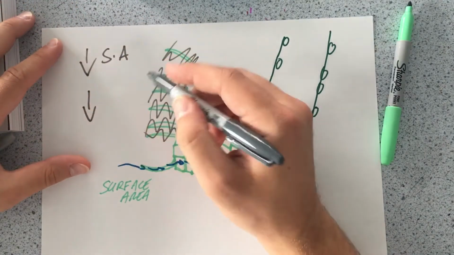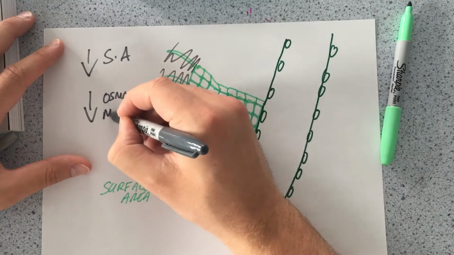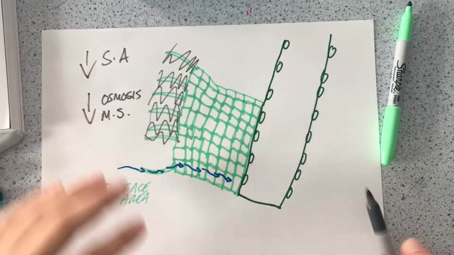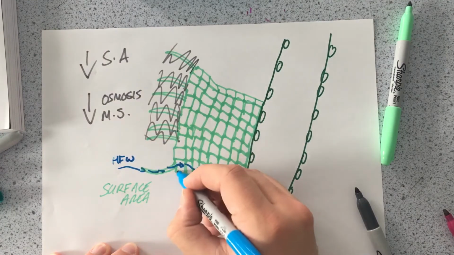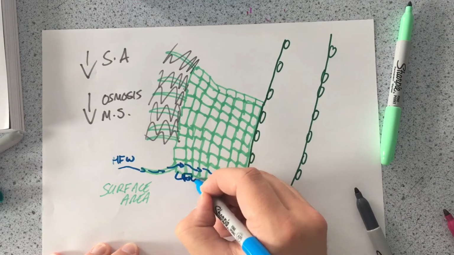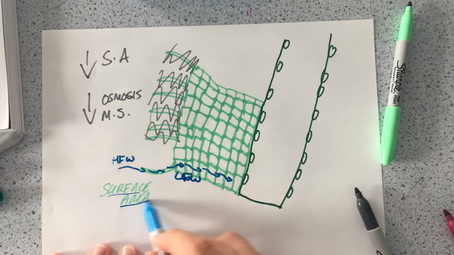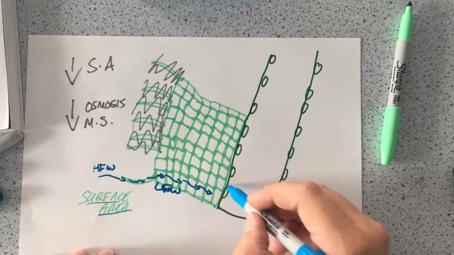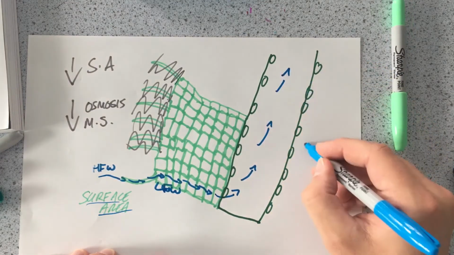If I reduce the surface area, I reduce the amount of osmosis, and I reduce the amount of mineral salts. Remember, osmosis is the movement of water from a high free water concentration to a low free water concentration. So this osmosis is going to be less because of a surface area that is decreased, which will ultimately lead to less water diffusing into the xylem and being taken through the transpiration stream.